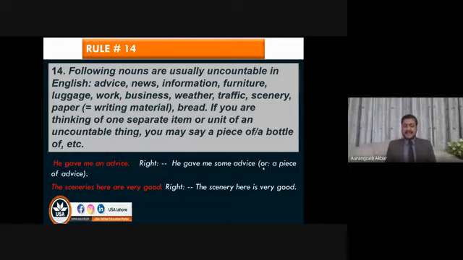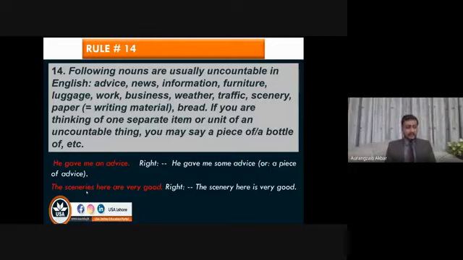Then, the sceneries here are very good. No, that is wrong. The right sentence would be: the scenery here is very good. There is no plural of scenery, so the word should be scenery rather than sceneries. Okay, so remember this.